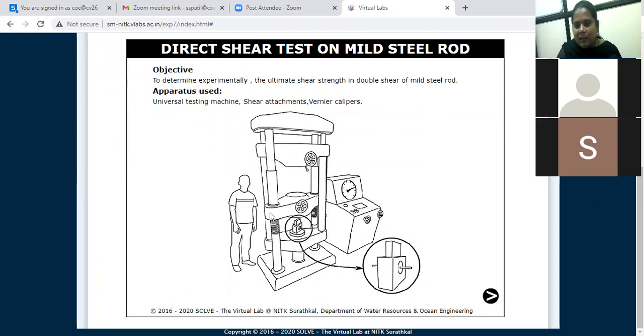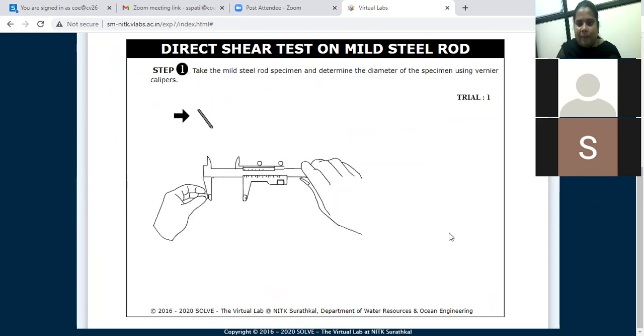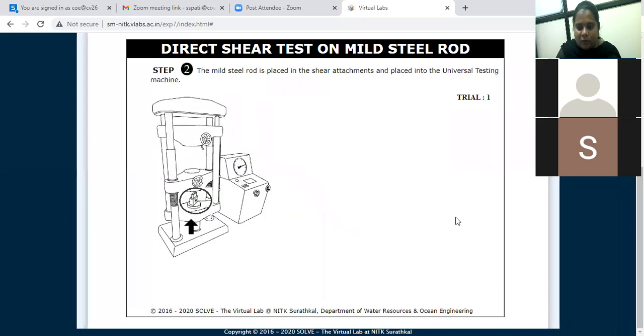So this is the apparatus, the universal testing machine, and this is the shear assembly. Just click on this arrow for the second step. Now in step number 1, this is a rod. You have to first measure the diameter of this rod. So I will click here. Here the diameter is measured, which is equal to 5.95 mm. So step 1 is completed. Now I will click on this arrow.